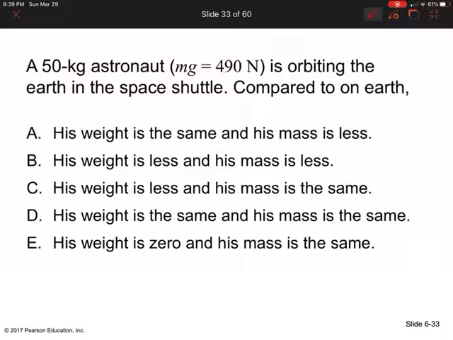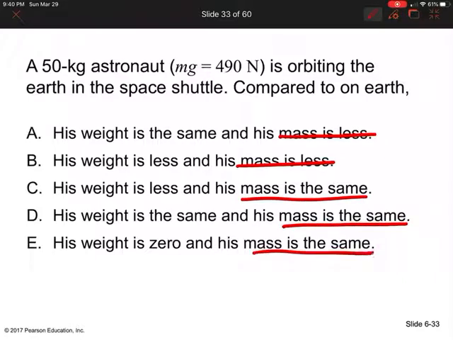And then in this situation, a 50 kilogram astronaut is orbiting the Earth in the space shuttle compared to on Earth. What is the situation here? Okay. Mass doesn't get less. We know this. Mass is the same. So which one of these situations is the same? They're orbiting the Earth. So is his weight less? Is it the same, or is it zero? Well, when they're orbiting the Earth, they're considered to be in free fall. So his weight is actually considered to be zero in that situation.